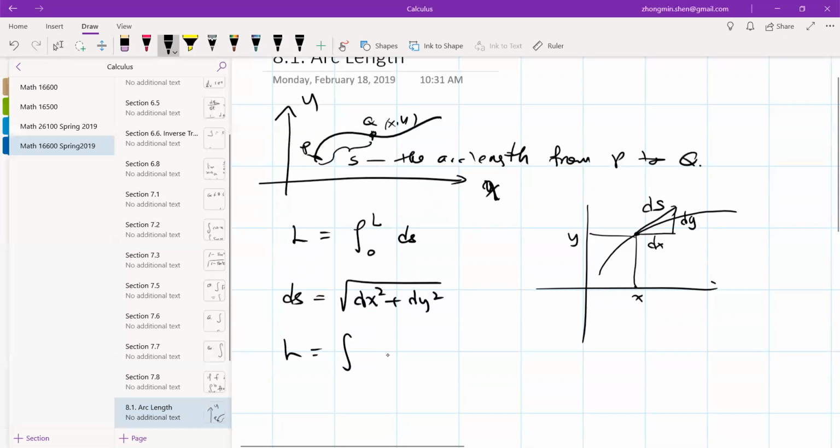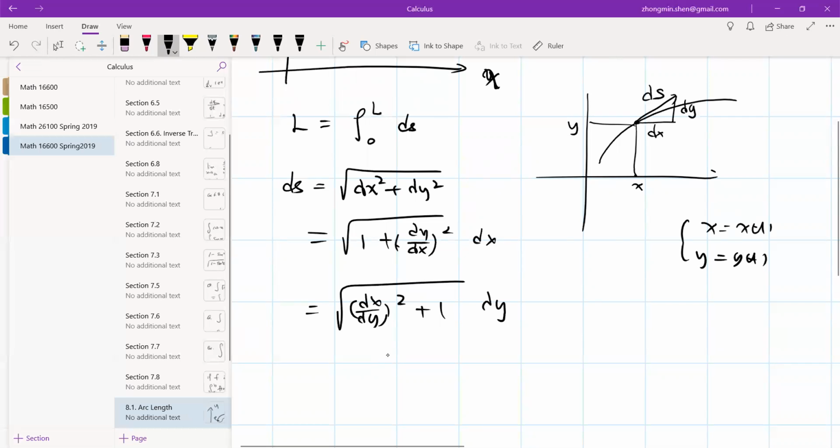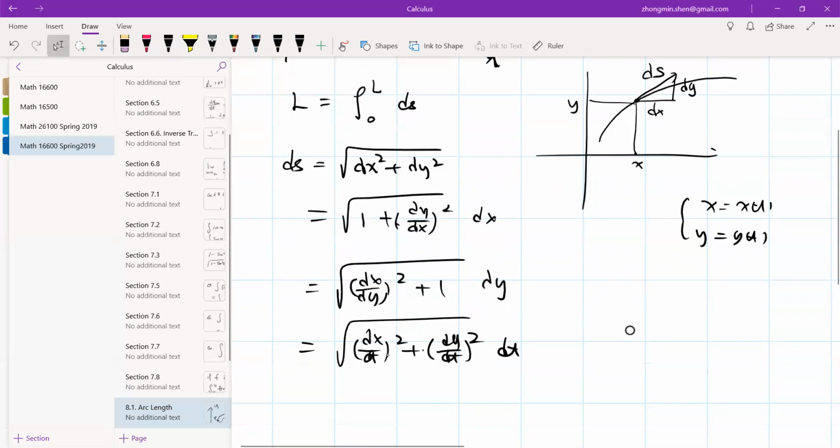So for this L, you can take dx out, and you will get something like this. If you take dy out, you will get something else. And you can also parameterize this curve using two functions. That's another way to parameterize. If that is the case, then you can also divide this by dt. So dt is an independent variable, like an independent party; dx is Democratic, dy, you know, Republican, whatever. So you can use another variable to describe this curve.